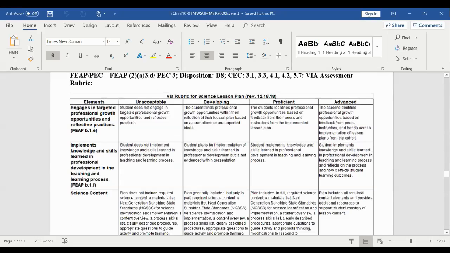Almost all of you will get proficient, and VIA will say 80%. Don't let that freak you out, because your grade is based on your web course score. If you made a 75 out of 75, you got 100%. Even though you may get proficient here, it doesn't affect your grade. Very few students will get advanced here, okay?